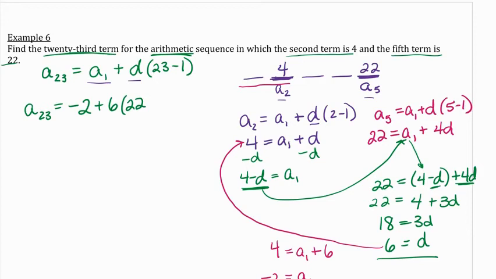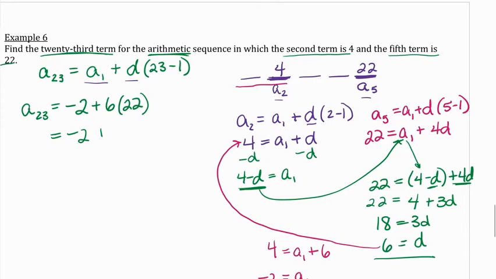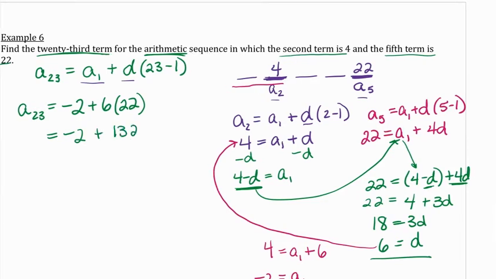Okay, so then that will give us -2 plus 132. And then if we add those, we get a23 equals 130. That's what we were after the whole time.